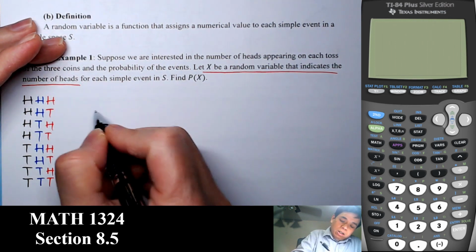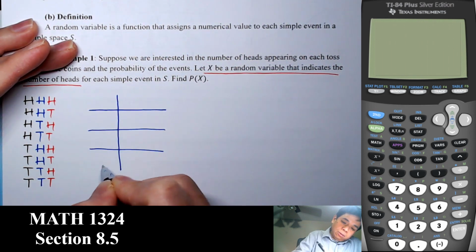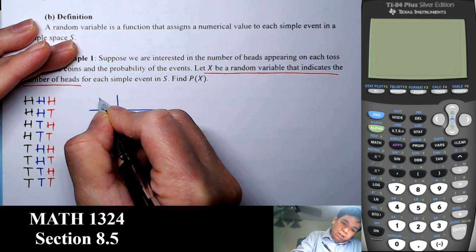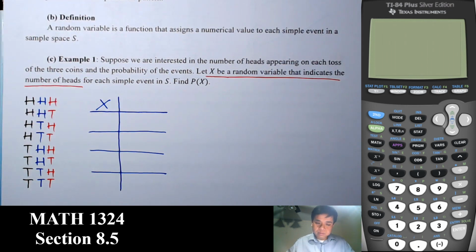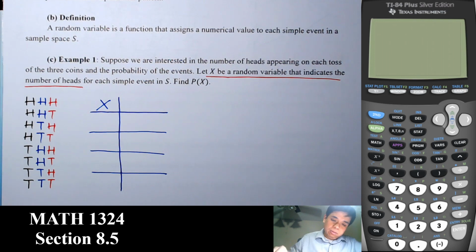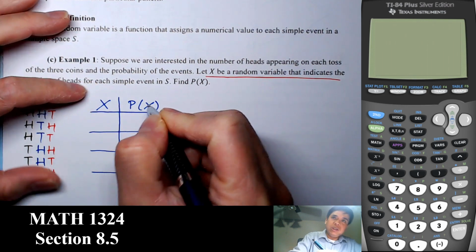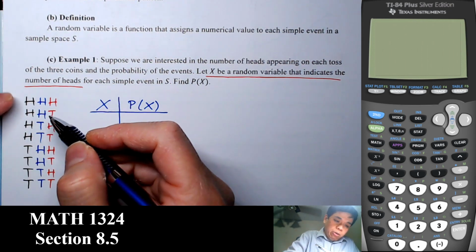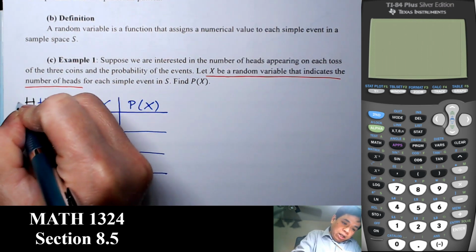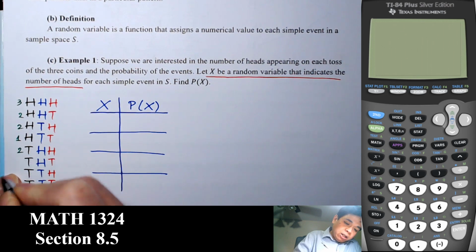Now we will construct the probability distribution. For that, x, the variable, will be the number of heads. Let's just tally, and then the probability of getting that particular event. So instead of having an event, we have the variable, which stands for some certain outcomes. So let's just count. This has 3 heads, 2 heads, 2 heads, 1 head, 2 heads, 1, 1, and 0.